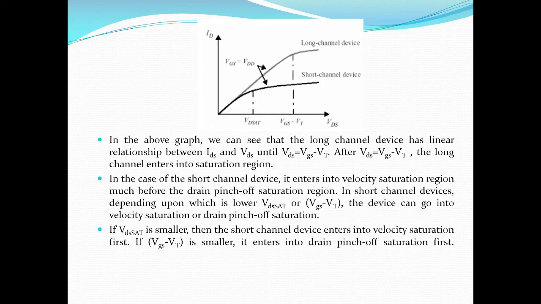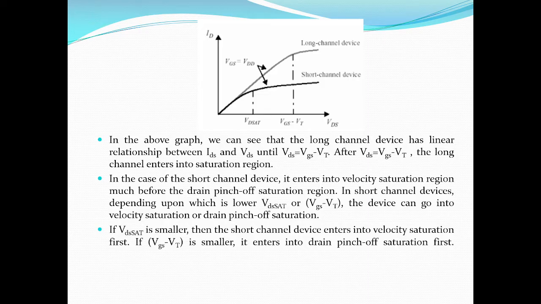In short channel devices, depending upon which is lower, VDS sat or VGS minus VT, the device can go into velocity saturation or drain pinch off saturation. If VDS sat is smaller, then the short channel device enters into velocity saturation first. If VGS minus VT is smaller, it enters into drain pinch off saturation first. So here we have two saturations: one is drain pinch off saturation, and the other is velocity saturation.